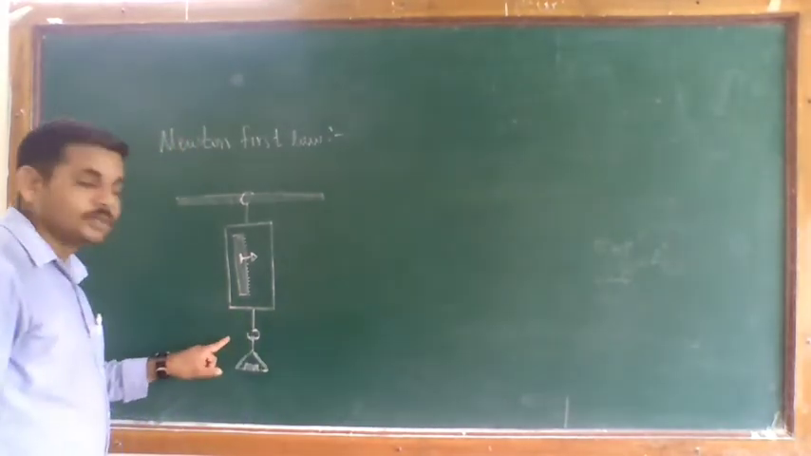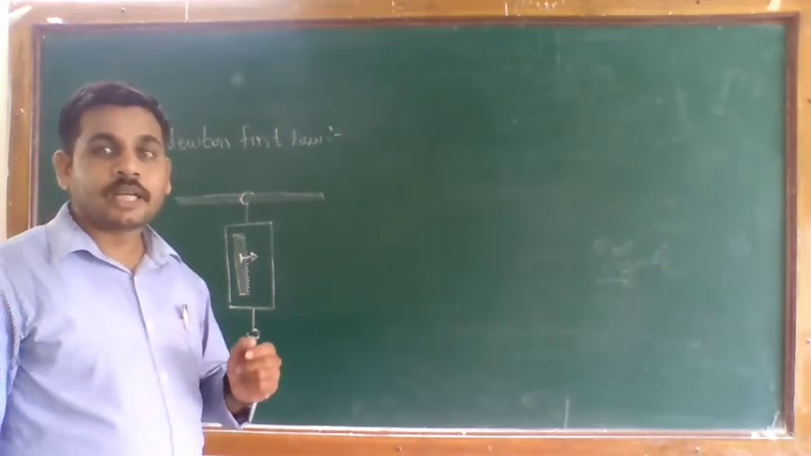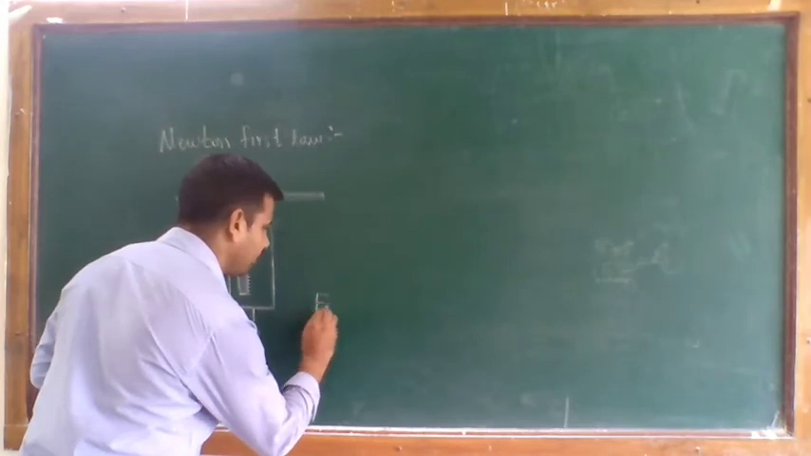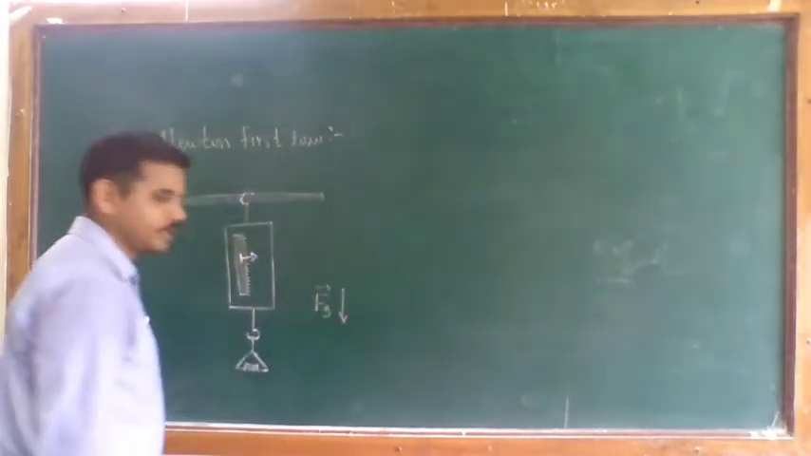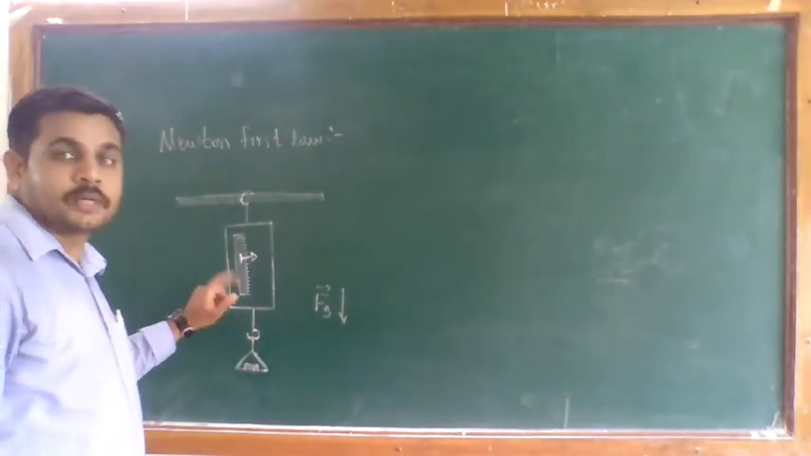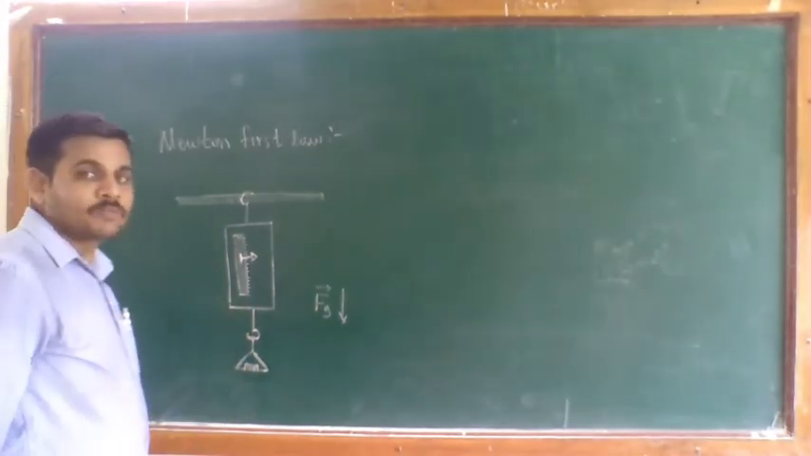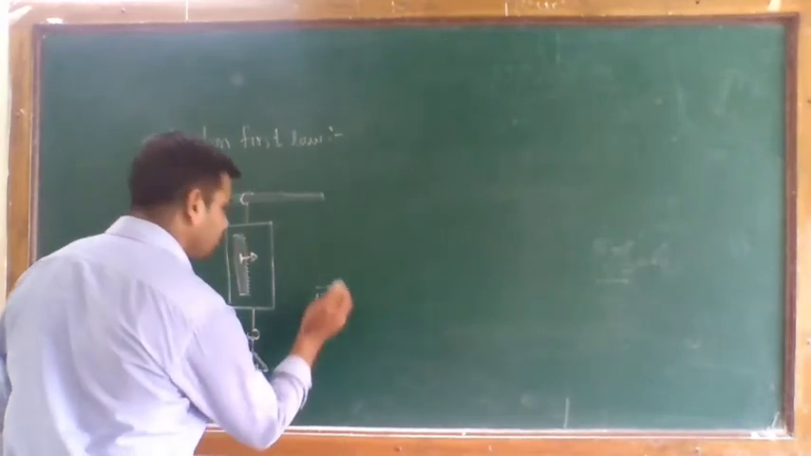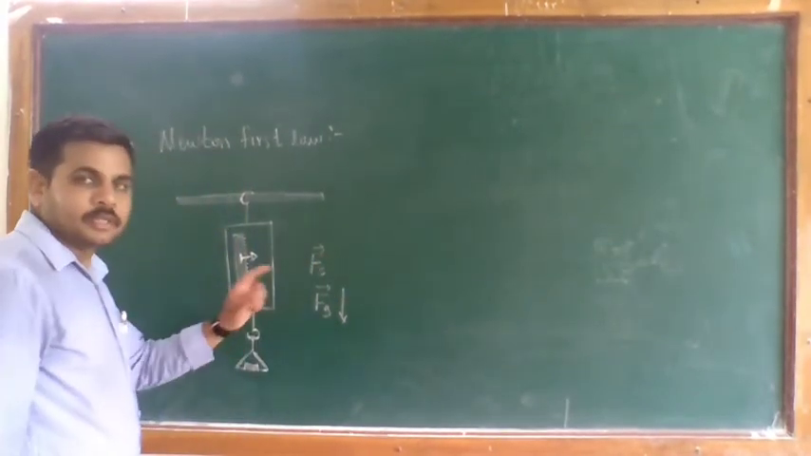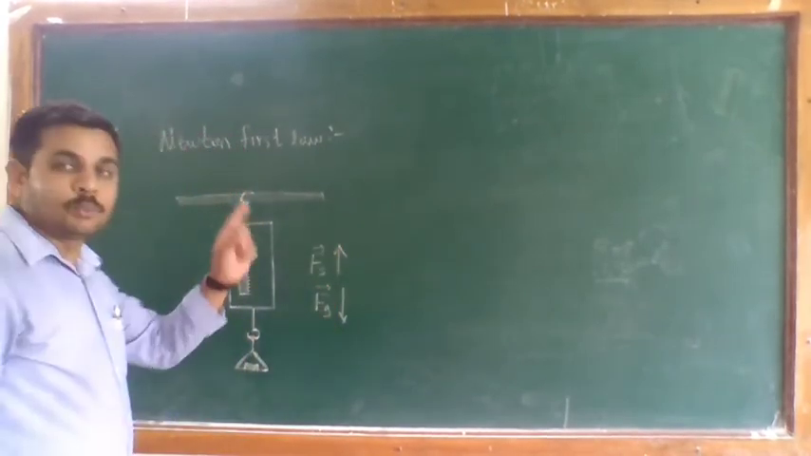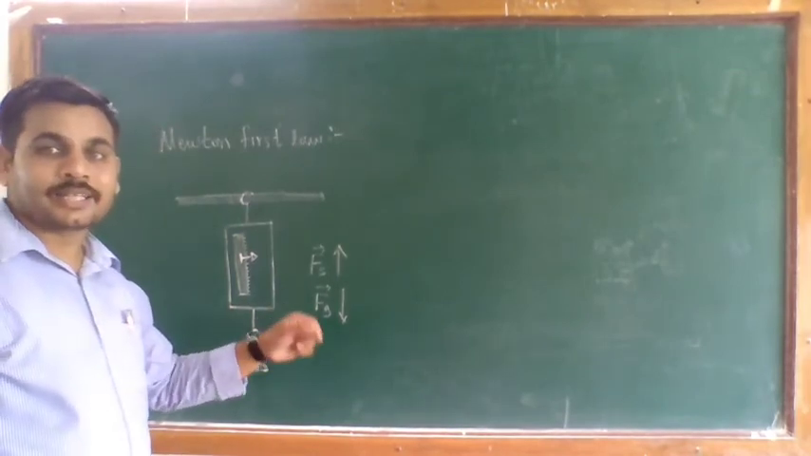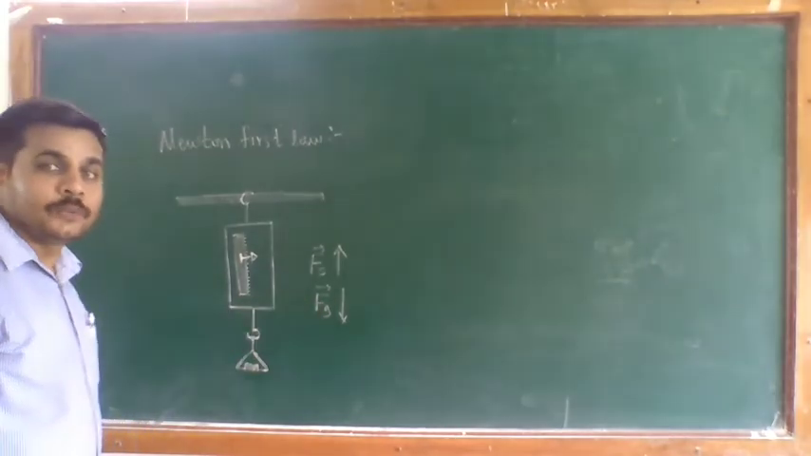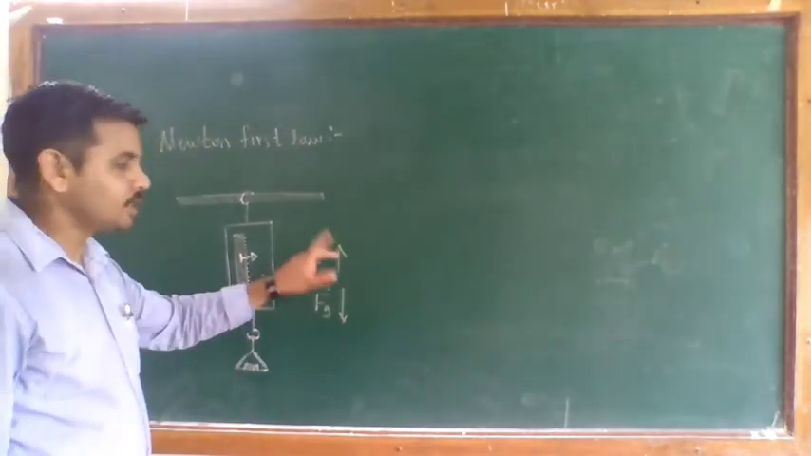So we can consider this object. This object experiences the gravitational force, Fg, which is in a downward direction, and here the spring force, Fs, is exerted. Basically this spring force gives us the exact weight of this object, and this Fs is exerted in the upward direction. Your gravitational force acts on this object in the downward direction, and the spring force is exerted in the upward direction.